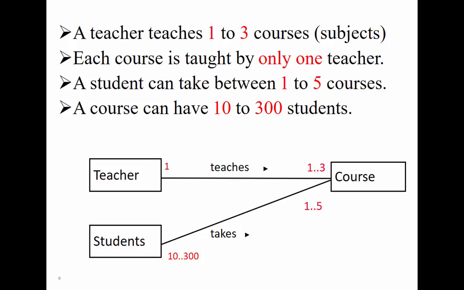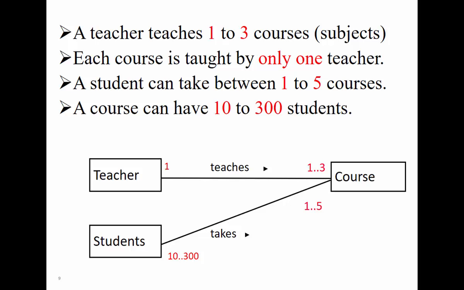We say the teacher teaches 1 to 3 courses. Where is it? It's written here. Where the course can have 10 to 300. It's written in the text, this relation.